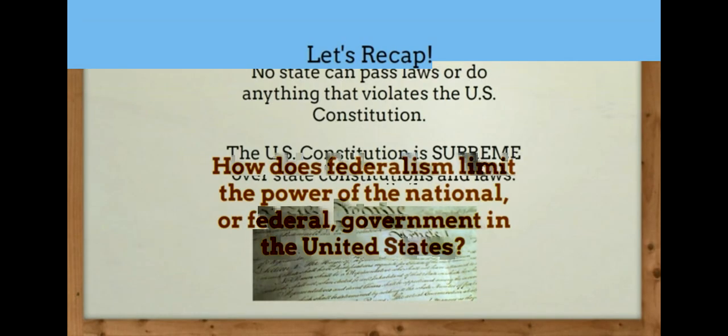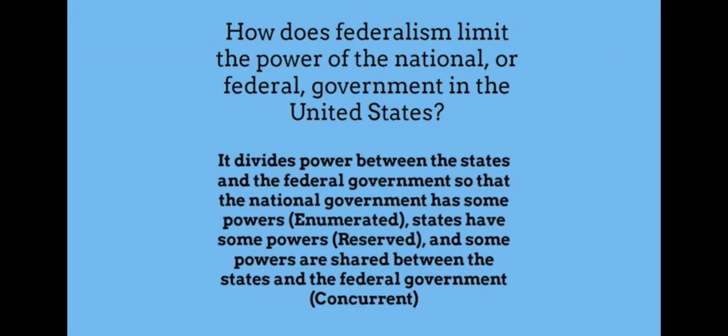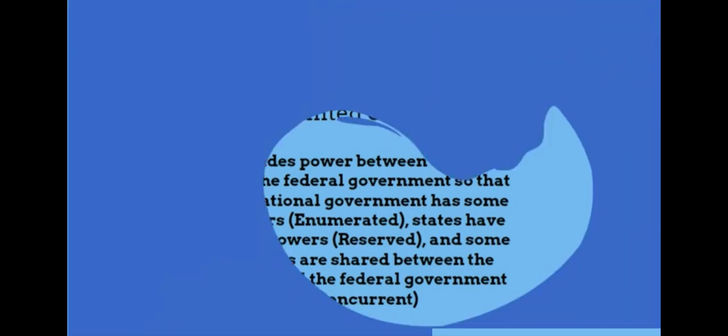So let's recap and see what we learned. Try to answer each of the following questions in your own words. How does federalism limit the power of the national or federal government in the United States? So, federalism limits the power of the national or federal government in the U.S. by dividing power between the states and the federal government. So the national government has some powers, enumerated, states have some powers, reserved, and some powers are shared between the states and the federal government, concurrent.